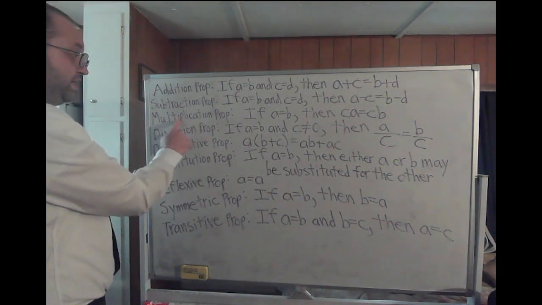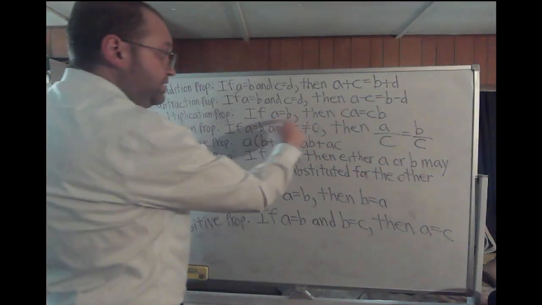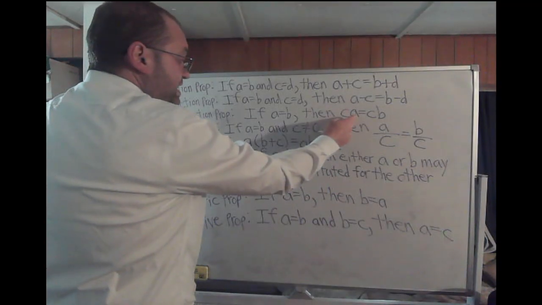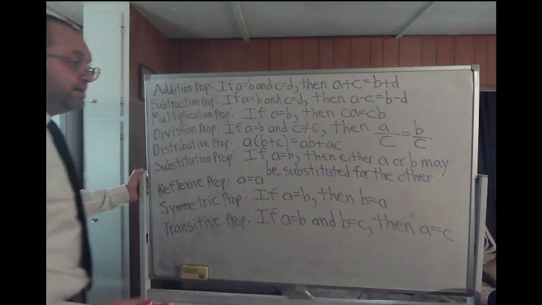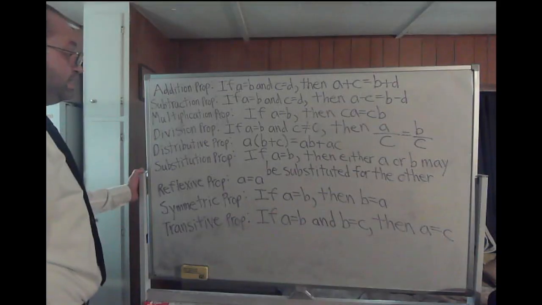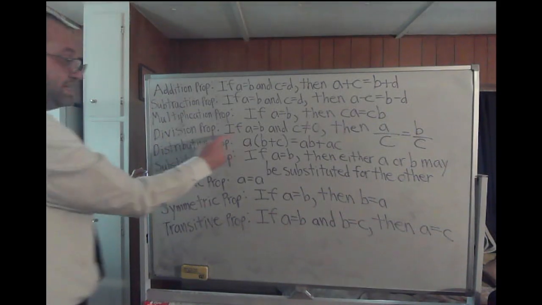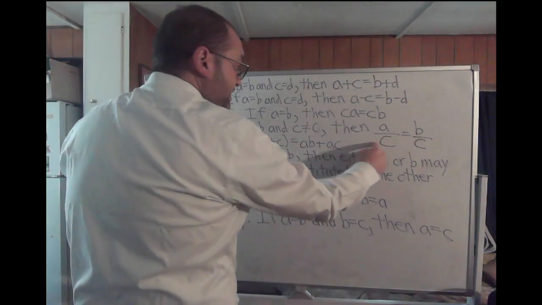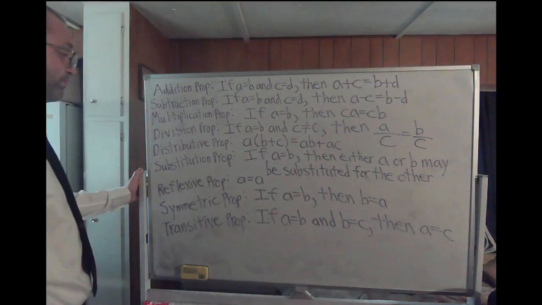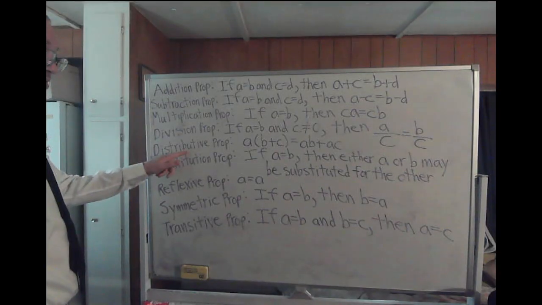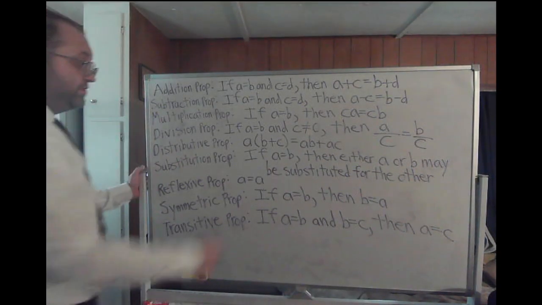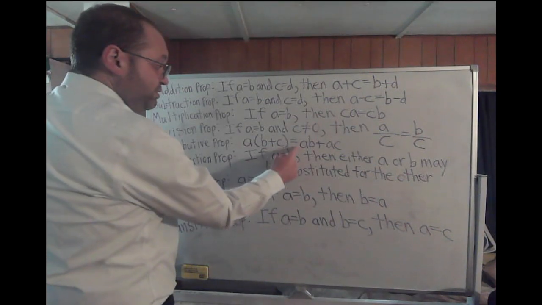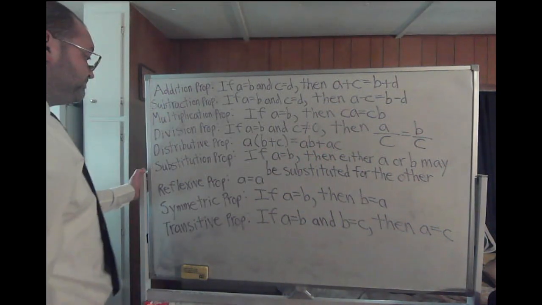Then you got the multiplication property that if A equals B, then C times A equals C times B. So you're taking some constant C, multiplying it by both A and B on each side, you should get a true statement. You have the division property, which states that if A equals B and C is not equal to 0, then A over C equals B over C. Then we got the distributive property, which everyone should be familiar with also. If you have the quantity of A times the quantity of B plus C, that distributes into AB plus AC.